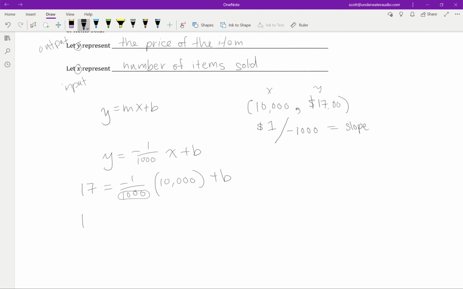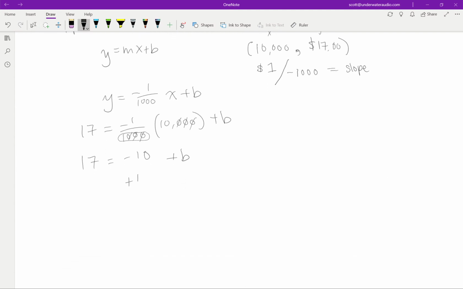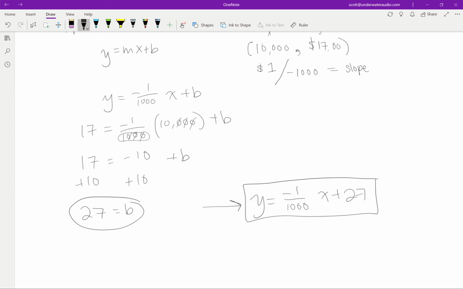Okay, so we have 17 equals negative 1, and then we've got to get rid of some zeros here. Looks like negative 10 plus b. So I'll add 10 to both sides. So that looks like 27 equals b. So I get y equals negative 1 over 1,000 x plus 27.